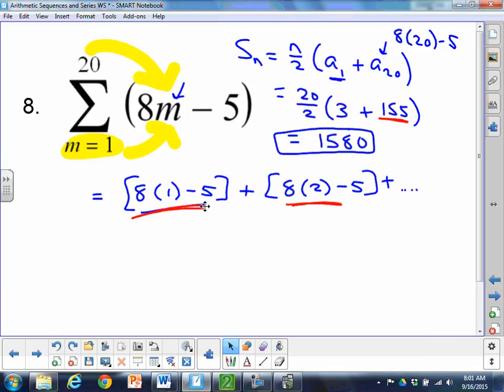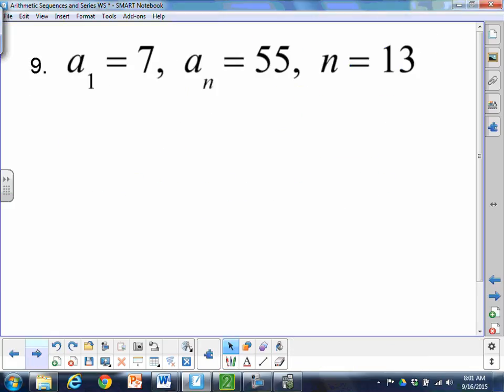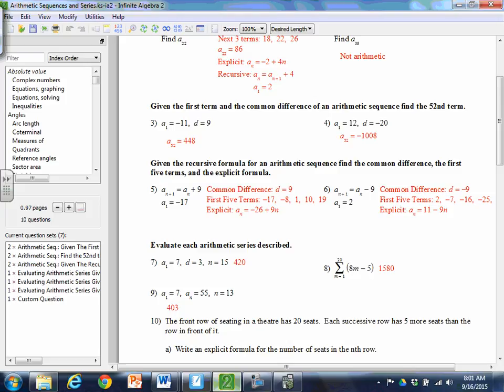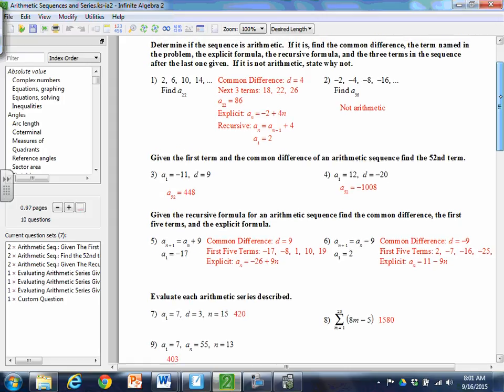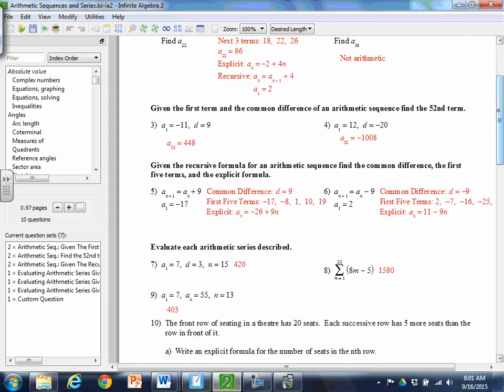Okay. All right, number 9. This one we could also use the same formula if you just want to check an answer on number 9. Number 9 should be 403. Okay, here's actually the other answers if you want to check real quick while you're looking at this. So I know we didn't do every problem.